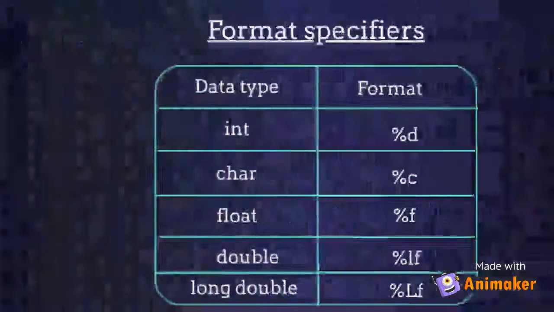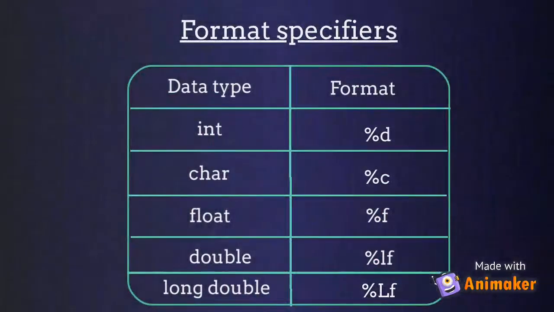Format specifiers. Format specifiers help us while reading or printing the data. They tell the compiler what type of data to be read or to be printed. Different data types have different format specifiers. For int, %d, char, %c, float, %f, double, %lf, long double, capital L F.